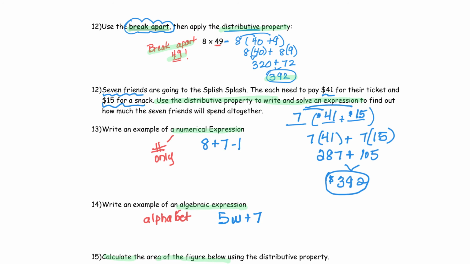On number 12, 7 friends are going to Splish Splash. They each need $41 for their ticket and $15 for a snack. Use the distributive property to write and solve an expression. That's your directions, because you want to find out how much the friends will spend all together.